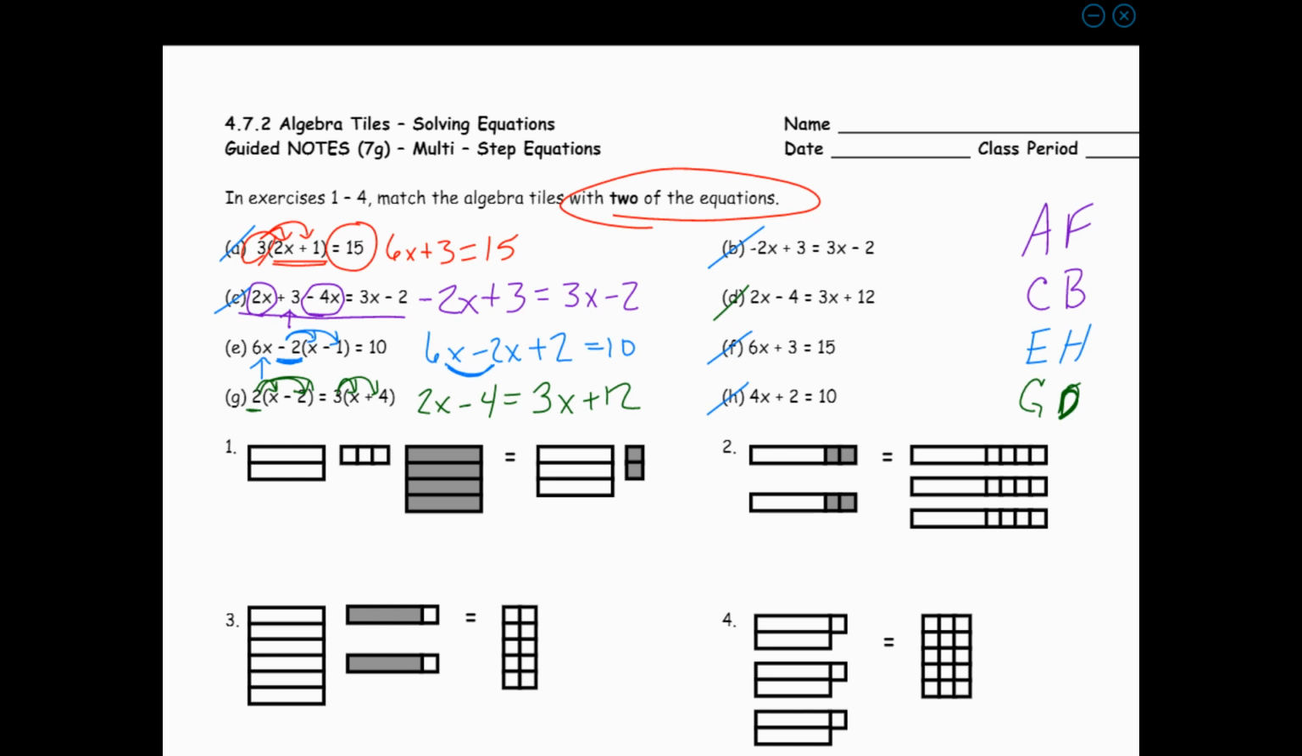We didn't solve them. We weren't being asked to solve them yet. We were only being asked to match them with a simpler version of them.